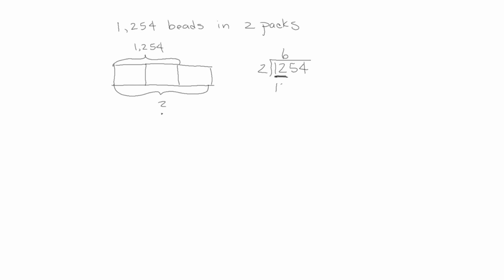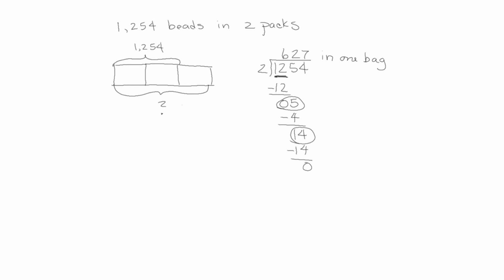6 times 2 is 12. When we subtract, we've used all our hundreds. We have 5 tens. With 5 tens, we can put 2 in each group, which means that we've used 4 tens. When we subtract, there's 1 ten left, decomposed into 10 ones and added to the 4 ones that are there. We can put 7 ones in each group using 14, and we have no remainder. So we know we have 627 in 1 pack.